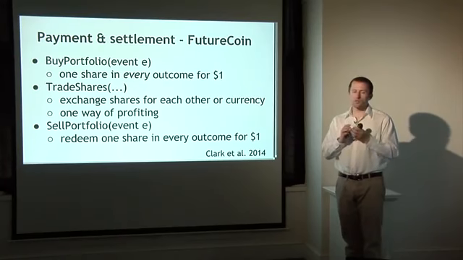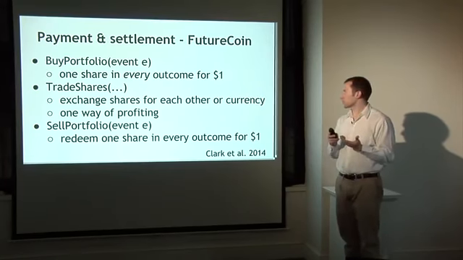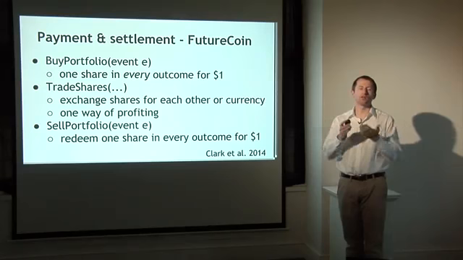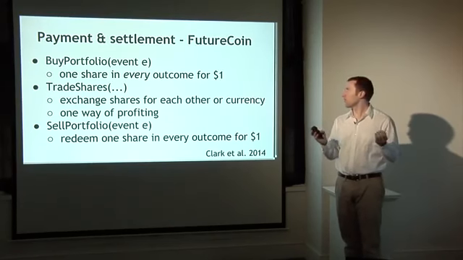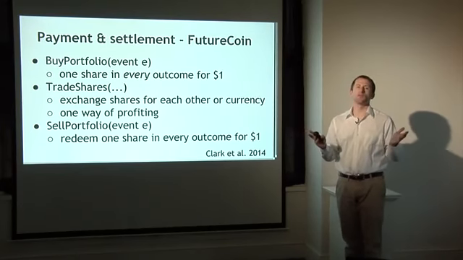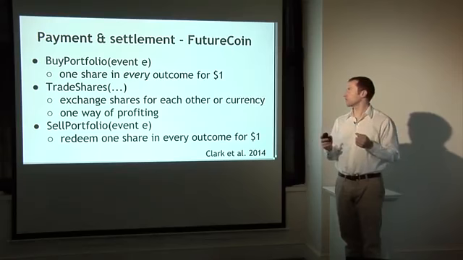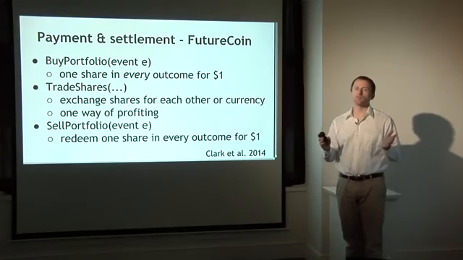So the transactions that are added specific to prediction markets let you buy a portfolio in some event. The idea is that for $1 or one future coin, you buy a share in every possible outcome. Say this is the World Cup, there's 32 teams entered. For one future coin, you buy a share in every possible team.